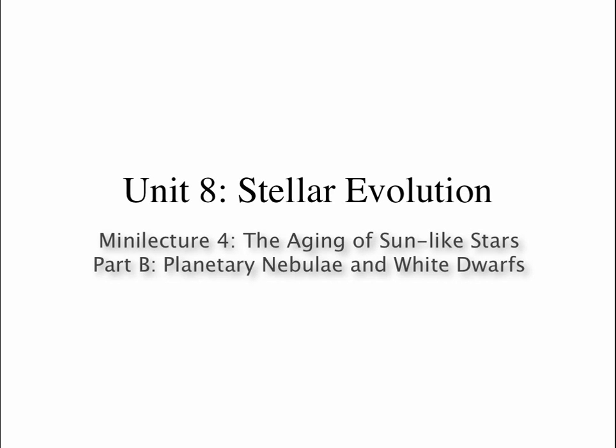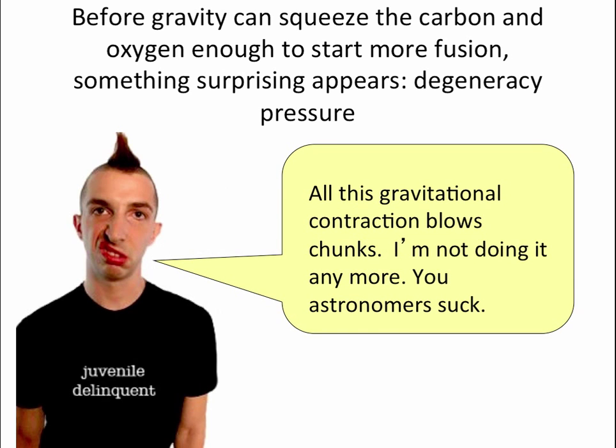Welcome to the second part of Minilecture 4. We were talking about how, in an asymptotic giant branch star, gravity is trying to squeeze carbon and oxygen down to begin nuclear fusion. So before gravity can squeeze the carbon and oxygen enough to make it hot enough to begin fusion, a new type of gas pressure appears.